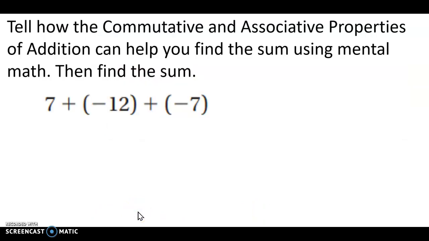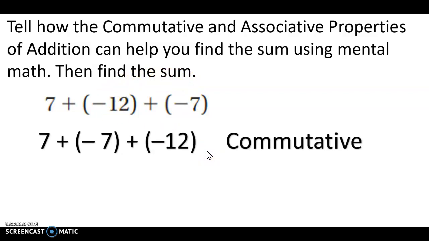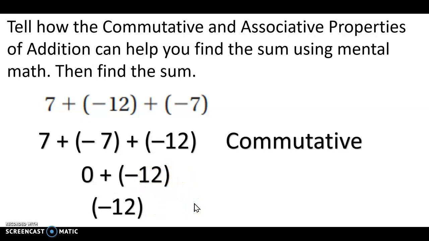Alright, tell how the commutative and associative properties of addition can help you find the sum using mental math, and then find the sum. So what I would do is I'd try to get this 7 and negative 7 together. So you can switch places with these. That would be the commutative property. So I switch places. Now 7 and negative 7, that's 0. And then 0 plus negative 12 is negative 12. And there's other ways you could have done it also.